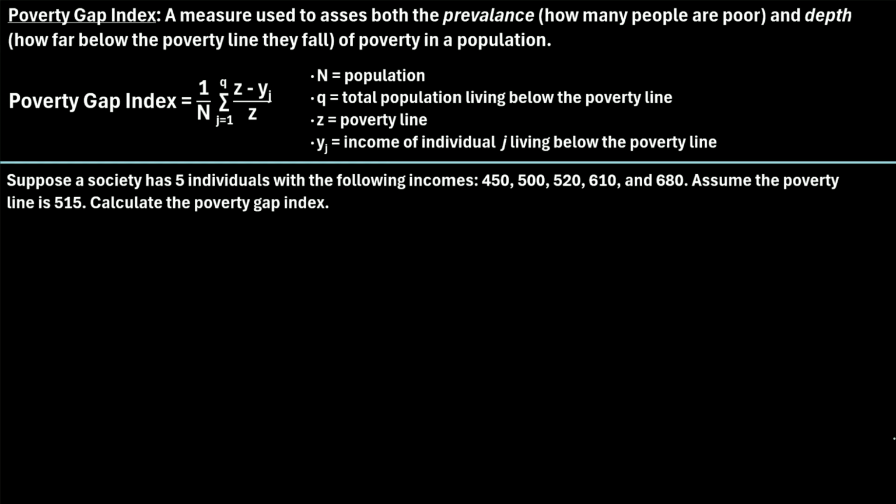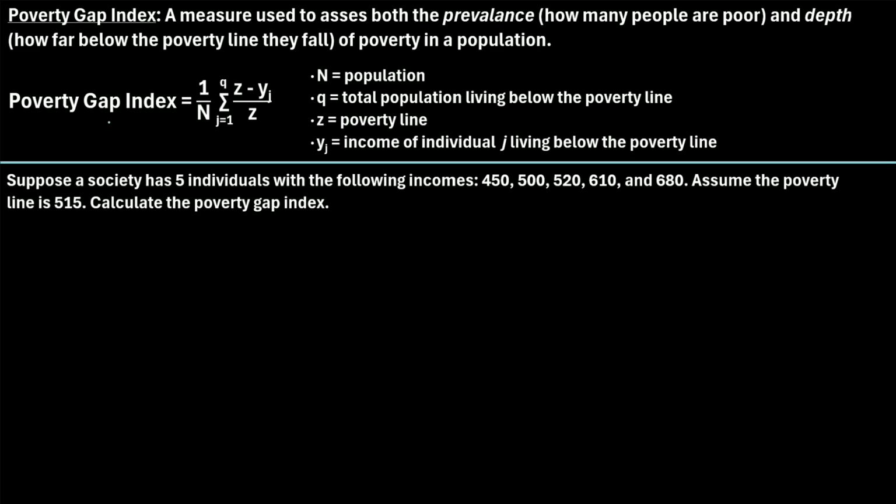In this video, I will explain how to calculate the poverty gap index. So let's start with a quick definition. The poverty gap index is a measure used to assess both the prevalence, so how many people are poor, and depth, so how far below the poverty line they fall, of poverty in a population.